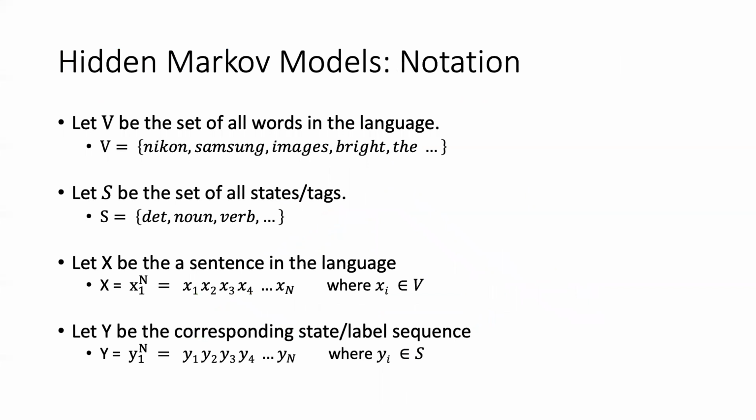Let's establish some notation. Let's say V is the set of all words in the language. In general, this will be on the order of millions. Let S be the set of all states or tags, and S can be determiner, noun, verb, and all possible POS tags, and much more fine-grained categories can also come in. And let X be a sentence in the language, X1, X2, X3, X4 and so on up to Xn, which represent the words, and Y represents the states or the labels.